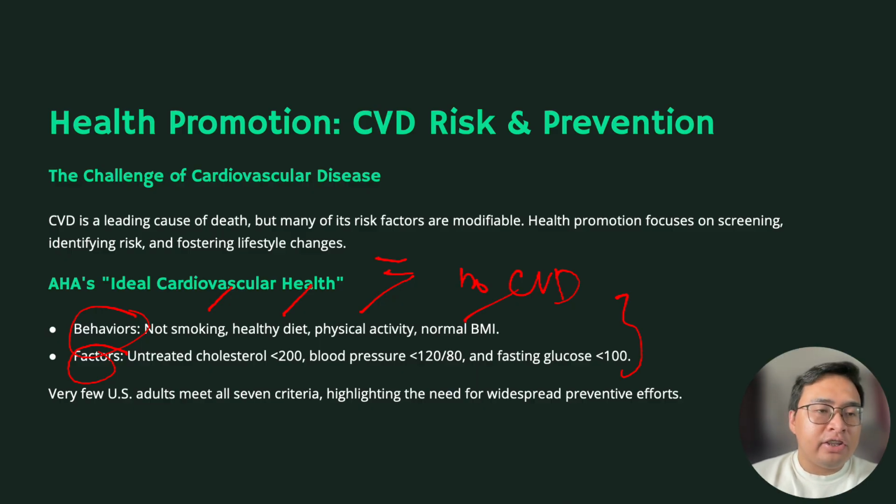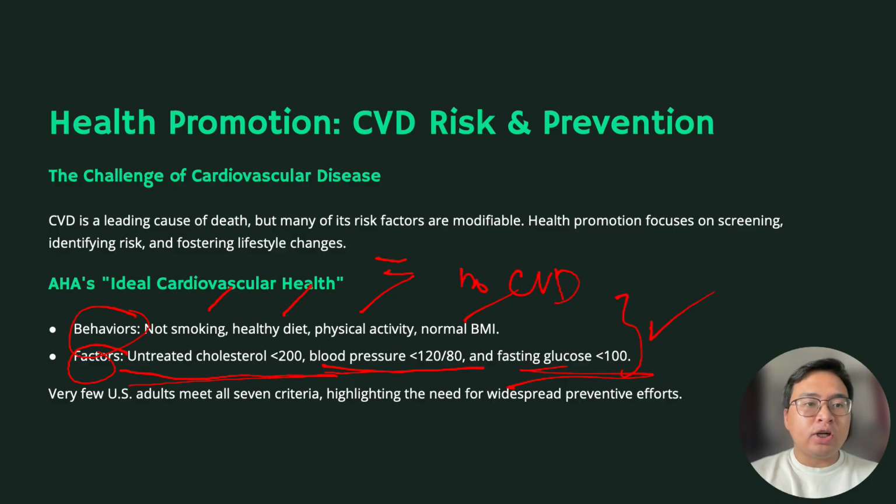Aside from that, these laboratory factors should be within normal. Your untreated cholesterol should be less than 200, untreated blood pressure should be less than 120/80, and your fasting glucose should be less than 100. So if you satisfy all of these, then you are ideally healthy in terms of cardiovascular health. However, take note that only very few US adults meet all of these 7 criteria, and including Filipino patients. I'm sure there are only very few who meet all of these criteria. Because of this, we need to have widespread preventive efforts, both primary prevention as well as secondary prevention.